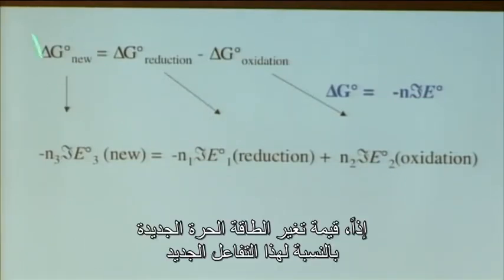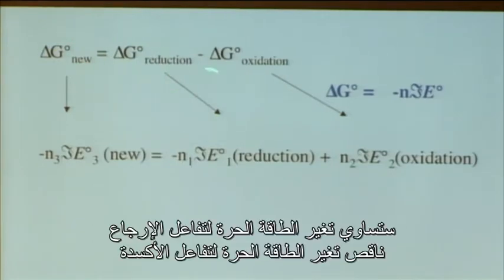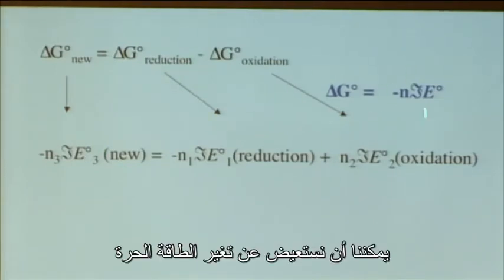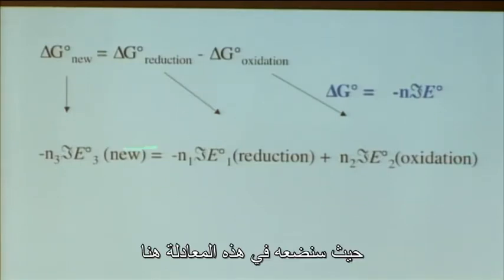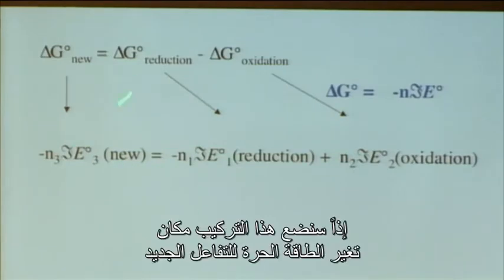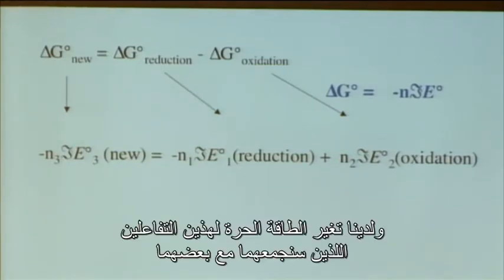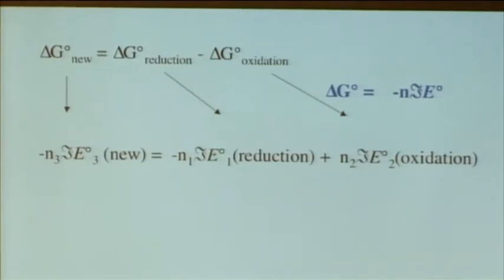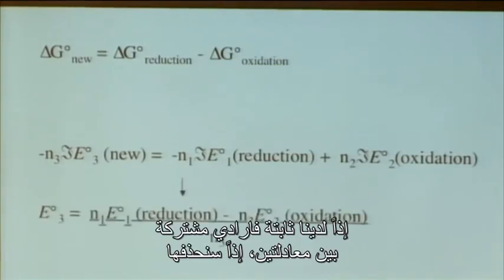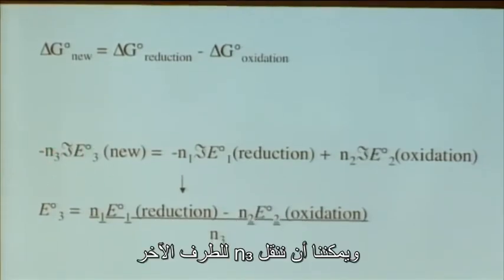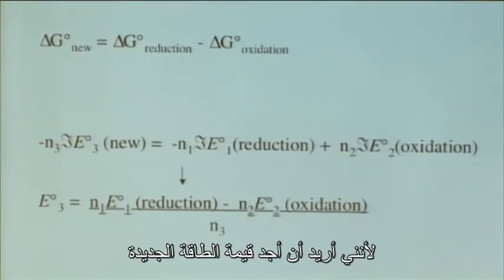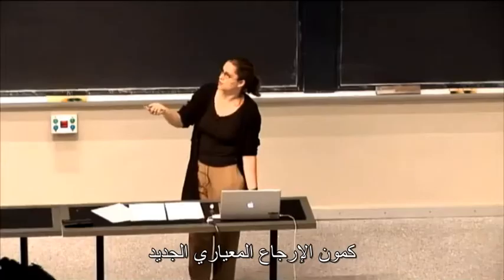So the new delta G for that new reaction will be equal to the delta G naught for the reduction minus the oxidation reaction here. But we can substitute for delta G this minus n Faraday's constant times our reduction potential and put it in to this equation here. And so we have it for the new reaction and then the two reactions that we're adding together. So we have Faraday's constant in common, so that's going to cancel out. And we can also move n3 to the other side because we want to solve for this new E value, this new standard reduction potential.